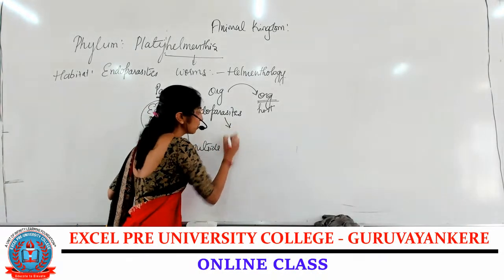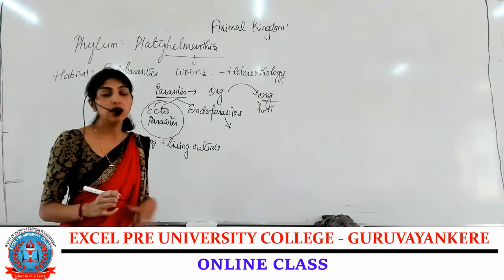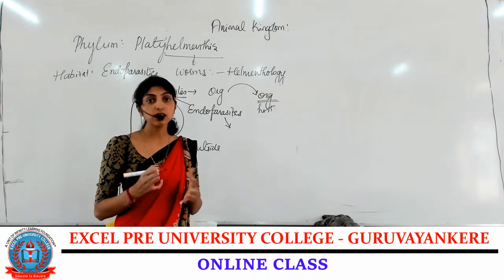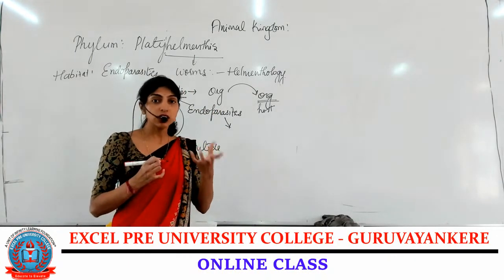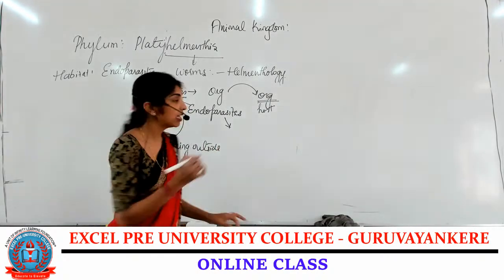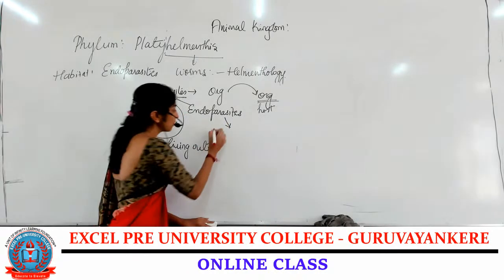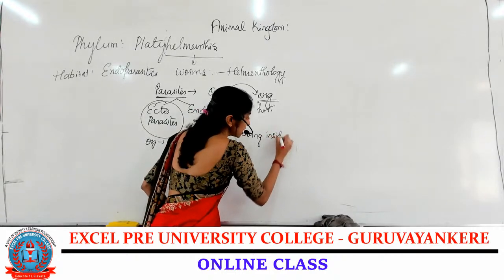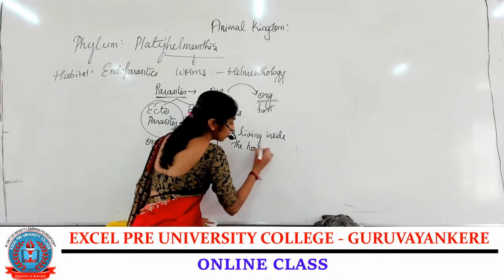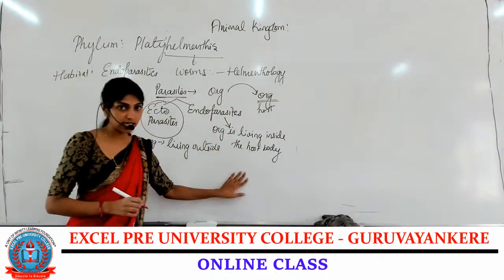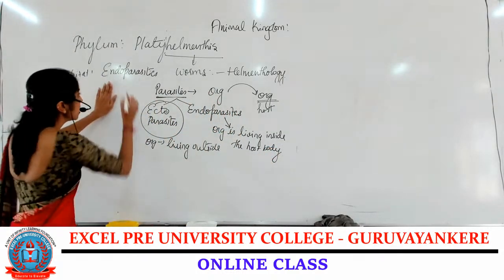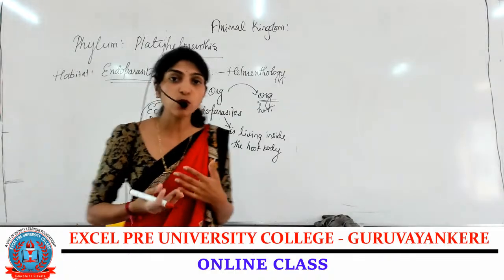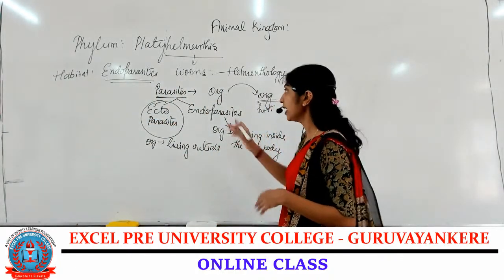If the organism is living inside the host body, for example a tapeworm present in the intestine of the pig, or a liver fluke present in the liver, that means they are present inside the host body. Then we call it an endoparasite. In the case of Platyhelminthes, the organisms are endoparasites. They live inside the host body for the purpose of nutrition and development.